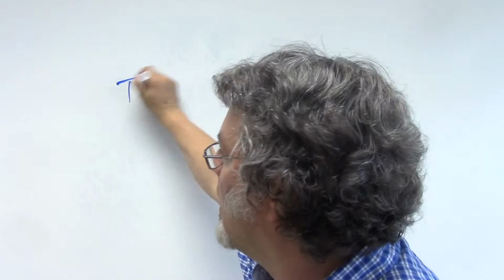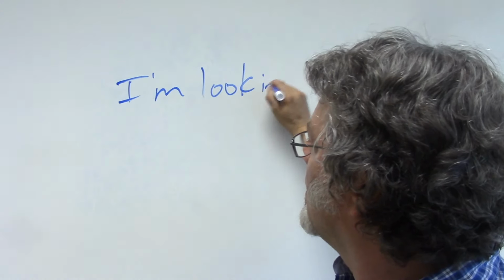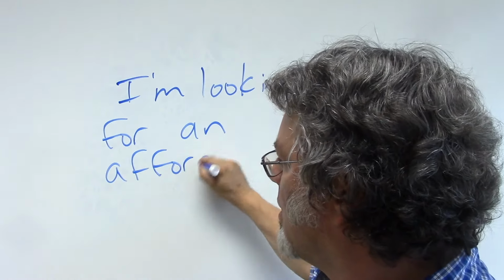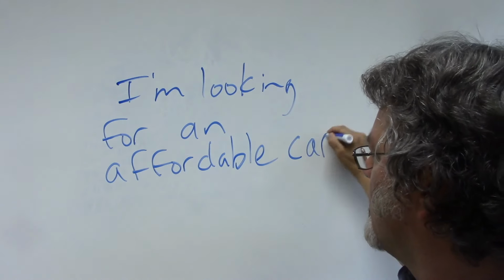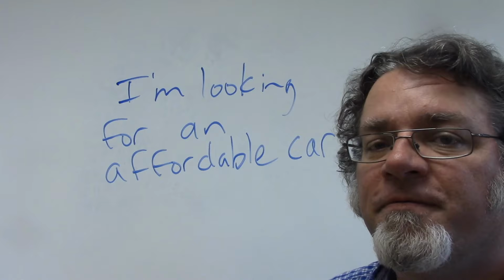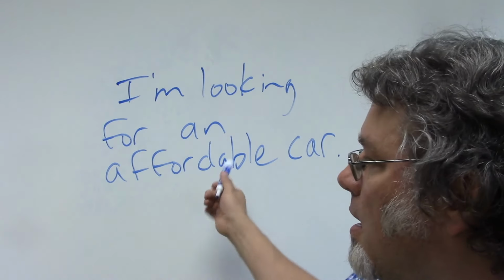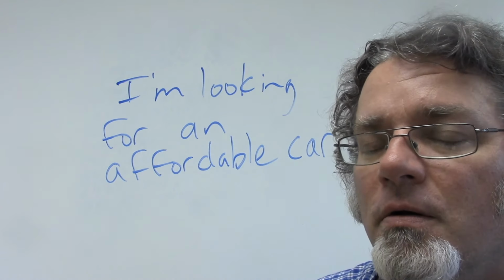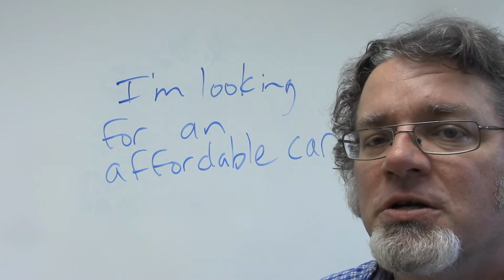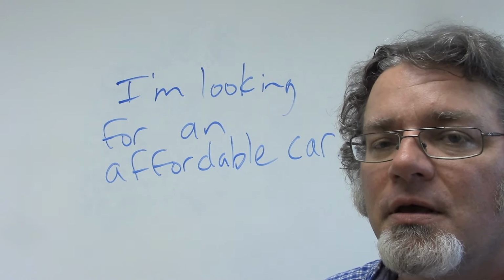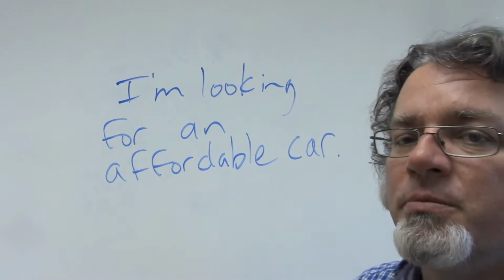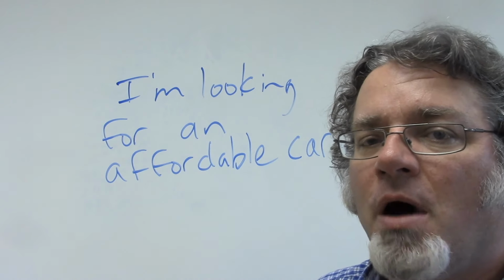Or, I'm looking for an affordable car. I'm looking for an affordable car. This would be a car that I can buy and have the money for repairs, registration, taxes, gas, etc. So an affordable car is a car that you can buy, but it's also a car that you have enough money to keep.